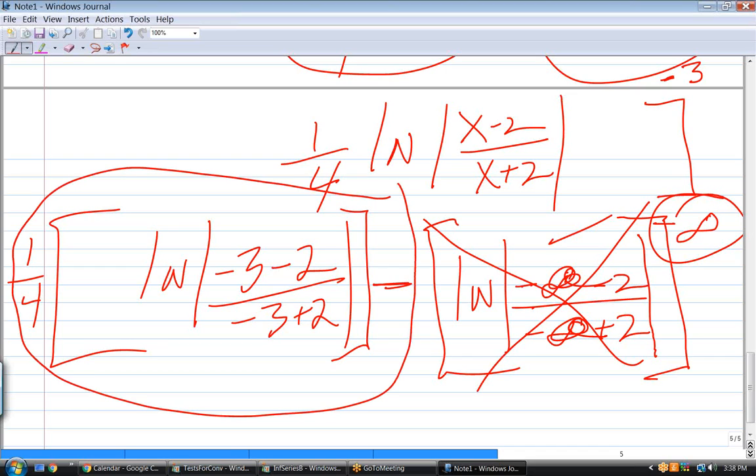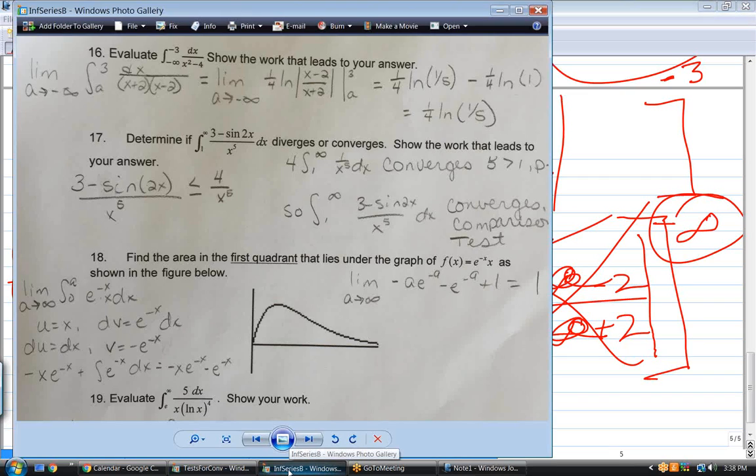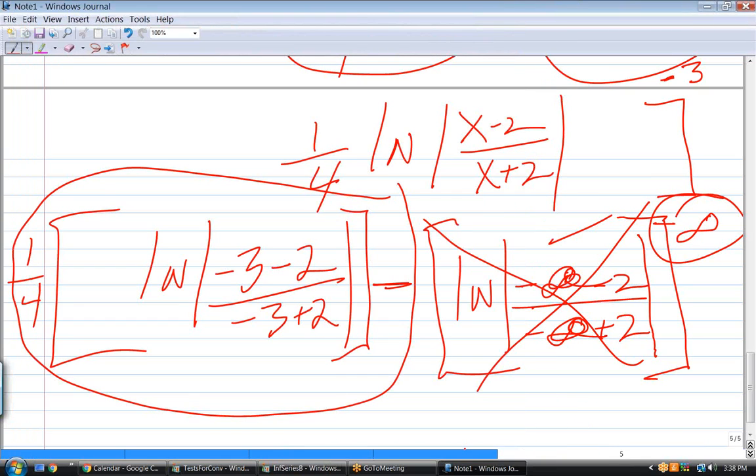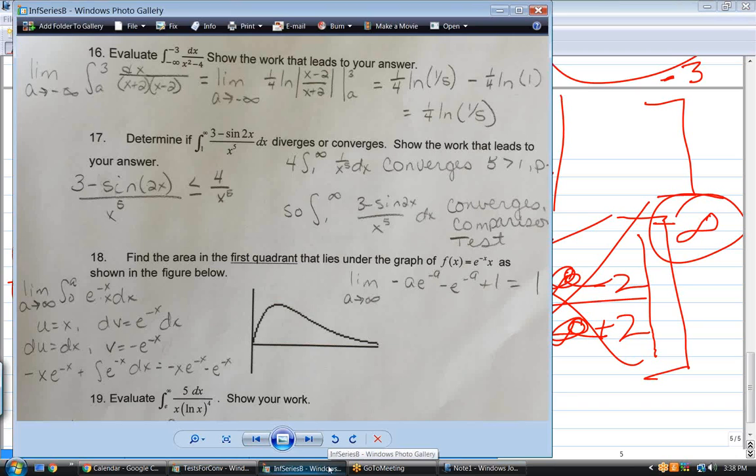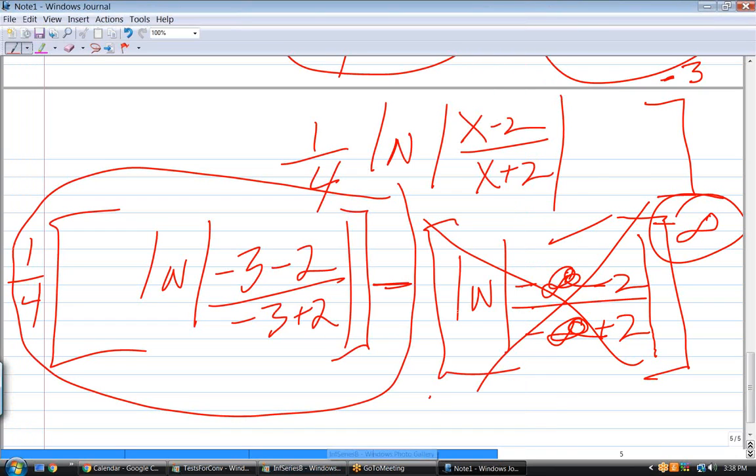What is that? The natural log of minus 5 over minus 1. Natural log of 5 times 1/4. Yeah, and there's the negative. Somehow I got these reversed. I'm not sure how that happened. She ended up with X. No, she's got the same answer. X minus 2 over X plus 2.